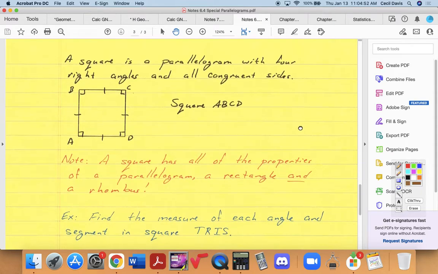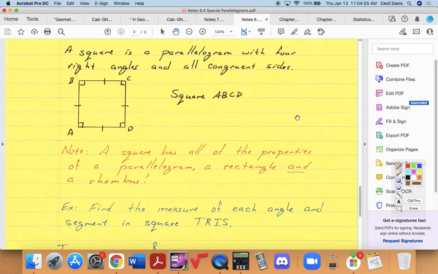All right, last but not least, a square. It's a parallelogram with 4 right angles and all congruent sides. That means that a square is a parallelogram and a rectangle and a rhombus. It's all of those things rolled into one. It is the most specialized parallelogram. So it has all the properties of a rectangle, a rhombus, and a parallelogram. No new properties need to be added. It just has all of those. Okay?